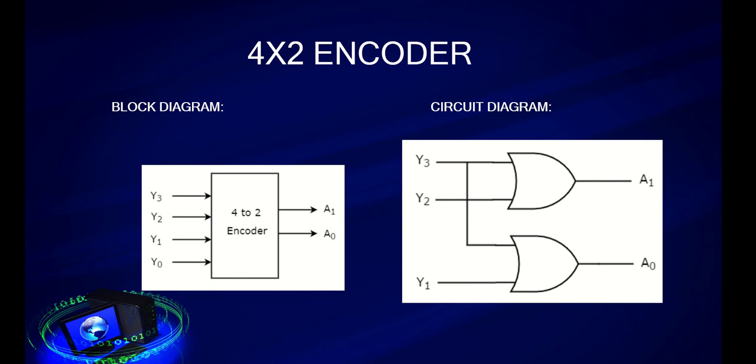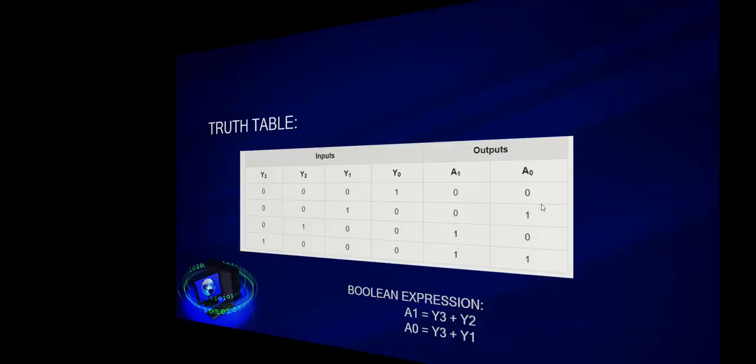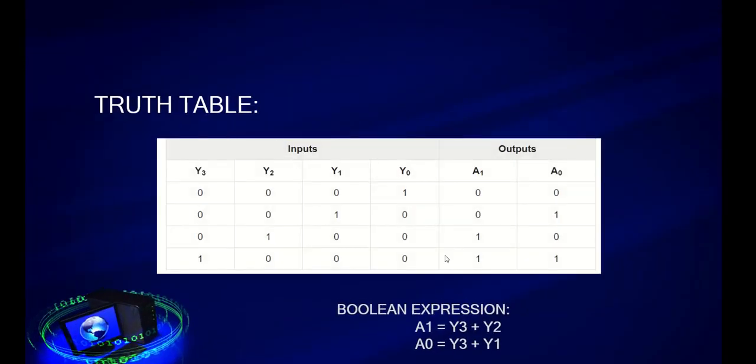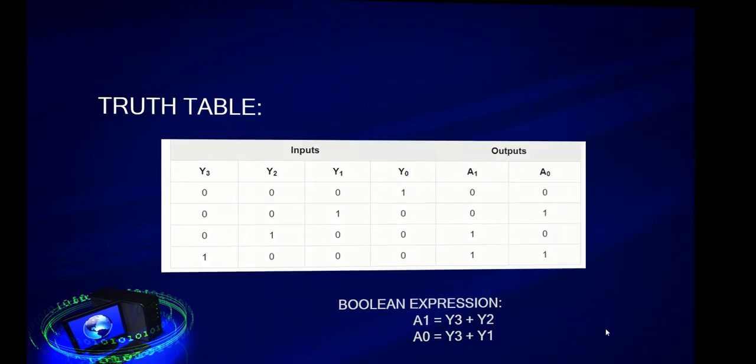For the 4 into 2 encoder, the block diagram has been given here and it has 4 input lines and 2 output lines. The circuit diagram has been given here. We use OR gates for the circuit diagram. So the truth table is given here. The Boolean expression is A1 = Y3 + Y2, and A0 = Y3 + Y1. There is no use of Y0 in the Boolean expression, so the circuit doesn't contain Y0.